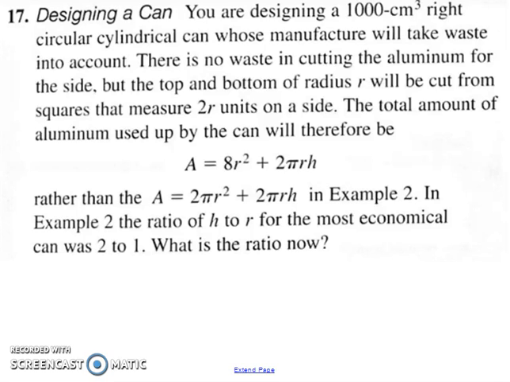And the third example for today deals with designing a can. We did an example like this yesterday, and they even mentioned example 2, and they're just making a slight change to it. This is a little bit more realistic approach to the problem. So in making a cylinder, we have to make the side and the top and the bottom.